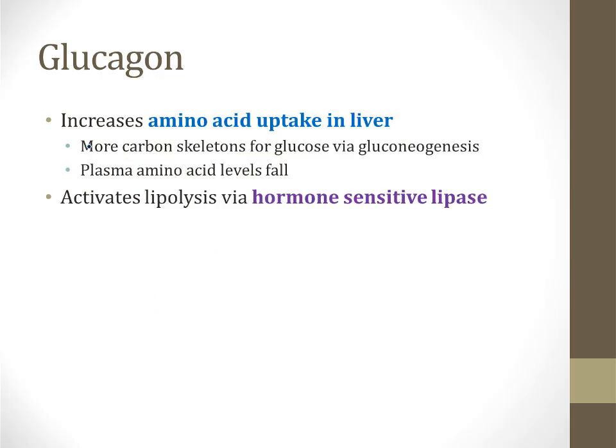I told you before that insulin increases amino acid uptake by cells, especially muscle cells, for growth. Glucagon also increases amino acid uptake, but largely in the liver. This provides more carbon skeletons for production of glucose via gluconeogenesis, and you will see a fall in the plasma amino acid levels when glucagon levels rise. In addition, glucagon has the opposite effect of insulin on hormone-sensitive lipase, as we talked about a few slides ago.